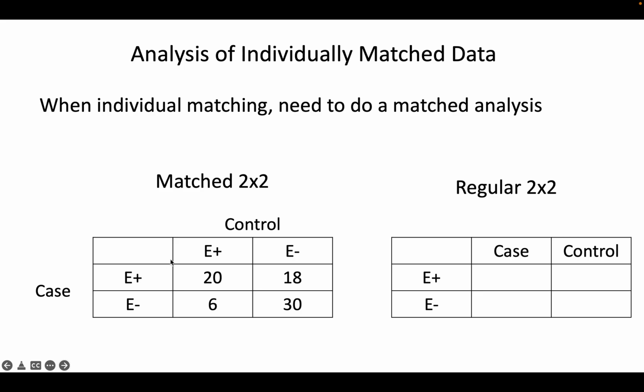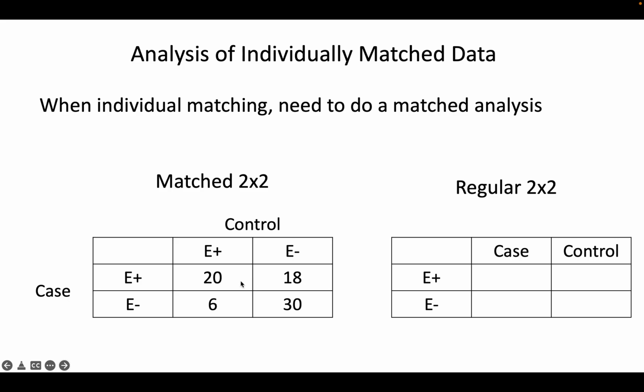So when it's exposure positive and exposure positive, this means that both the case and their matched control have the exposure. And exposure negative means each case and their matched control is exposure negative. And these are the concordant pairs. Those are the ones that agree. And it's these discordant pairs that are more useful.